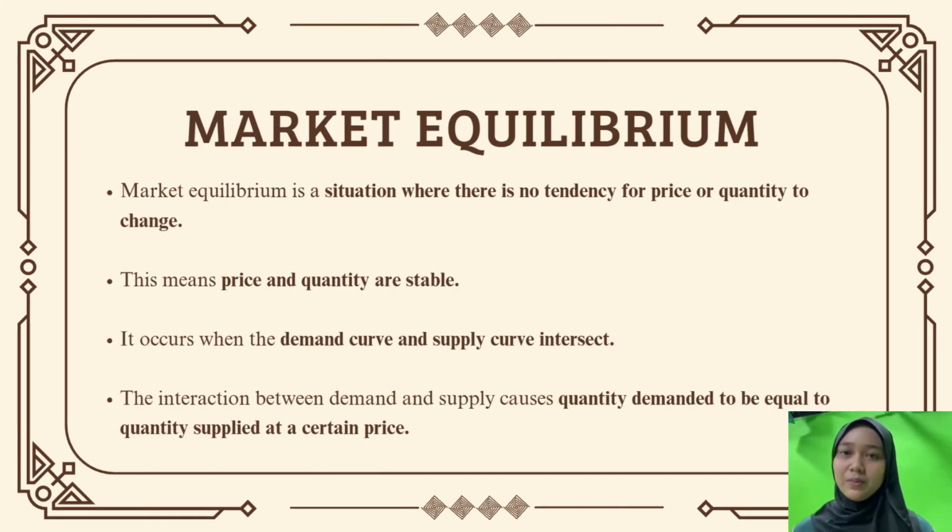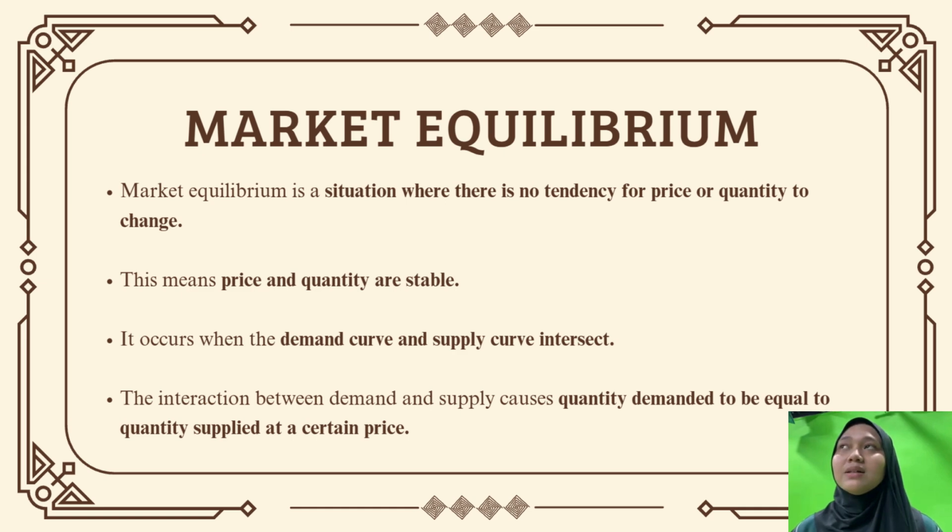Now, let's move on to market equilibrium. Market equilibrium is the point where the quantity demanded equals the quantity supplied. This happens at the intersection of the demand curve and the supply curve. At this point, the market reaches a balance and there is no shortage or surplus. If the market price is above the equilibrium price, there will be a surplus. This means producers supply more products than consumers want to buy. So, sellers may reduce the price.